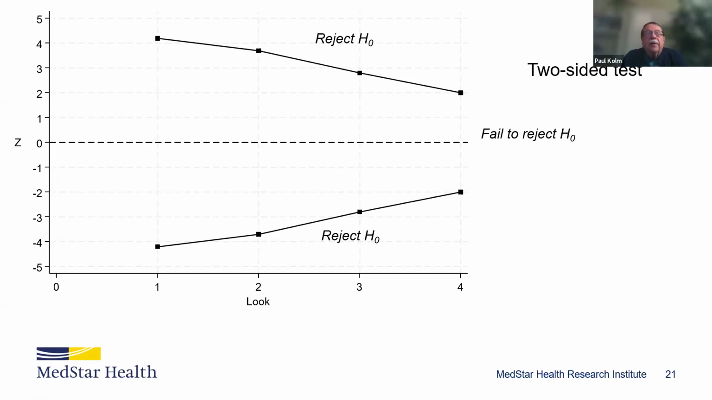This would be an example of failing to reject over all looks, where our z statistic doesn't fall outside the boundaries. For a two-sided test, it would be the same whether it's positive or negative. On the other hand, if at any particular time point our test statistic falls outside of the boundary, then at that point we're going to reject the null hypothesis and stop the study. I just put the rejection here on the lower boundary, but on a two-sided test it could be the upper boundary as well.